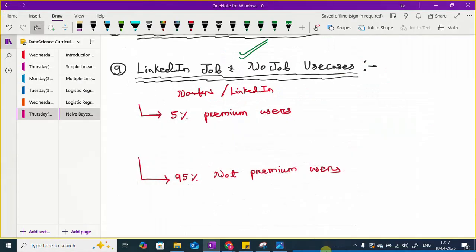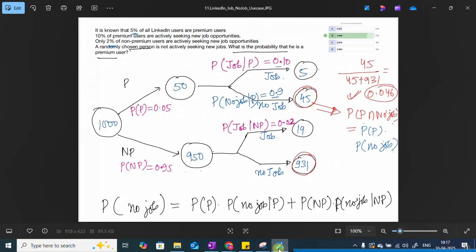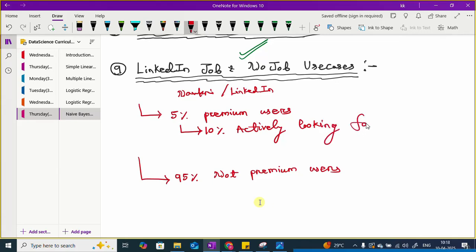What is the second problem statement? 10% of the premium users are actively seeking a new job. Now, 10% of what? 10% of these premium users are actively looking for a job.